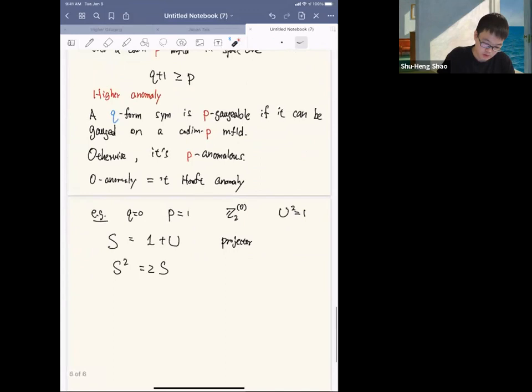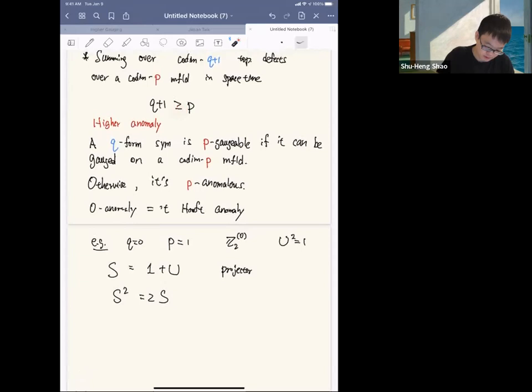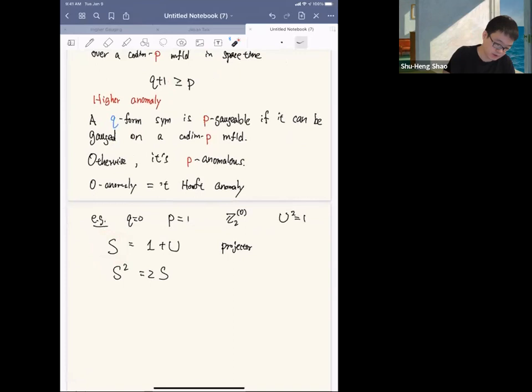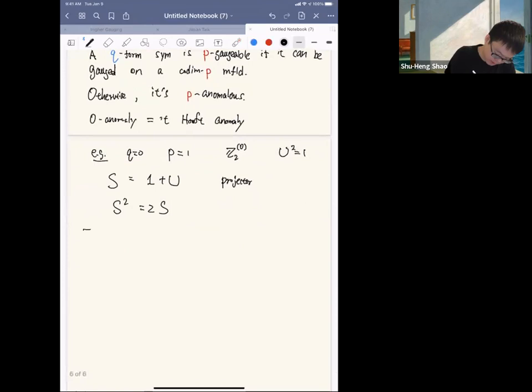And that's true whenever the inequality is exaggerated. So from this point on, I will only talk about the case when there's a strict inequality. In those cases, we will get the non-simple topological defects from higher gauging. Okay, so in this talk, I will talk about the simplest possible case of higher gauging.